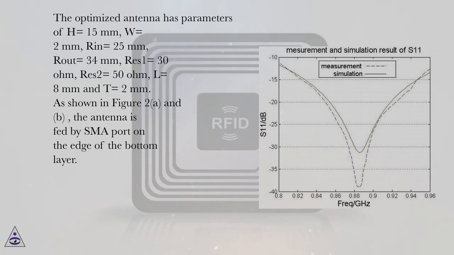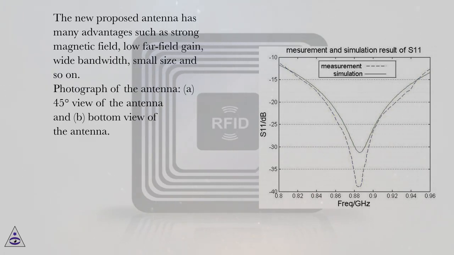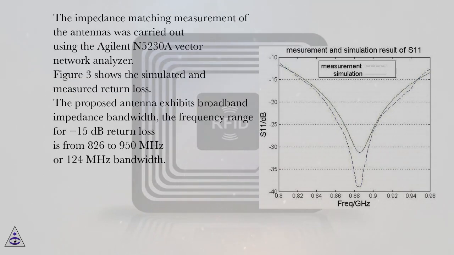As shown in Figure 2a and b, the antenna is fed by an SMA port on the edge of the bottom layer. The new proposed antenna has many advantages such as strong magnetic field, low far-field gain, wide bandwidth, small size and so on. Photograph of the antenna: a, 45 degrees view of the antenna and b, bottom view of the antenna.